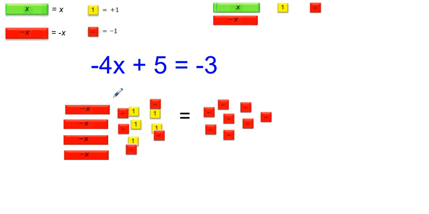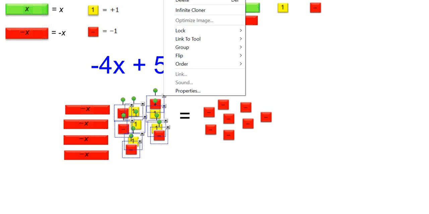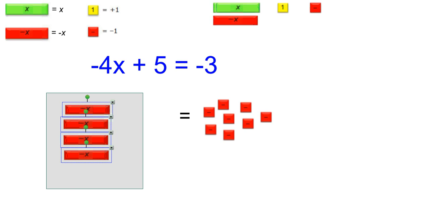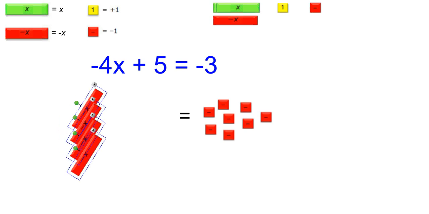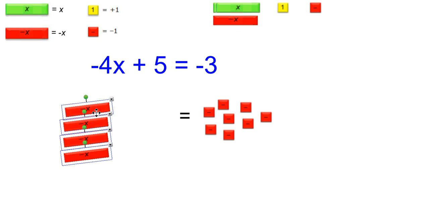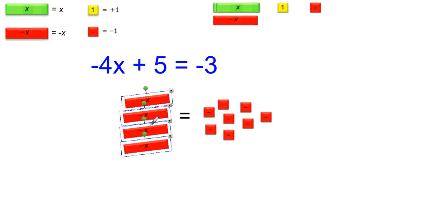So I've eliminated all of my positives on the left side. So I'm going to delete those because I added 0 pairs. And now I'm left with negative 4x. Oops, sorry about that. Negative 4x equals negative 1, 2, 3, 4, 5, 6, 7, 8.